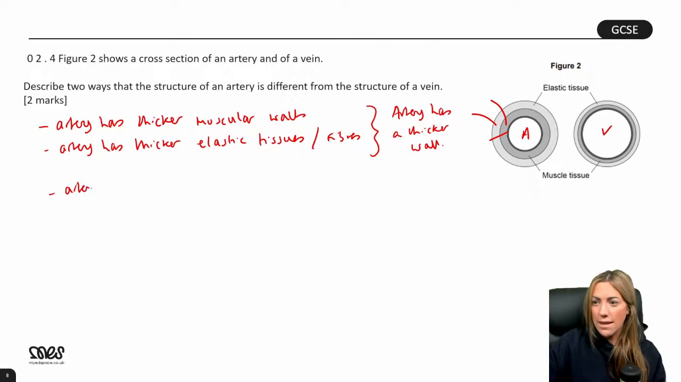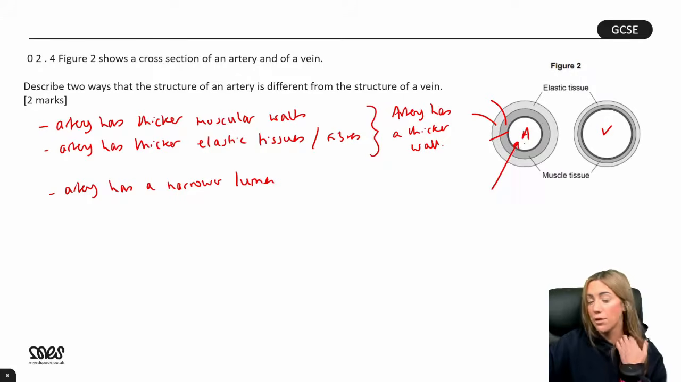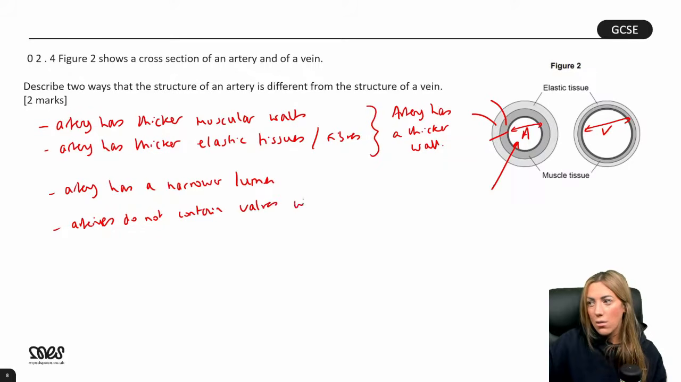You can also say the artery has a narrower lumen, which is the space in the middle of the vessel through which the blood flows. And you can see the artery's lumen is narrower compared to the vein's lumen, which is much wider. What else can we say? We can also say arteries do not contain valves, whereas veins do. Veins do contain valves.